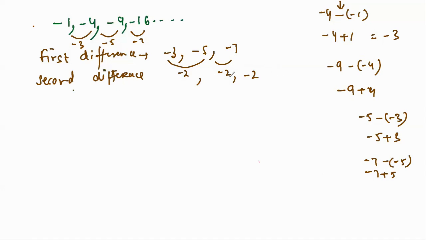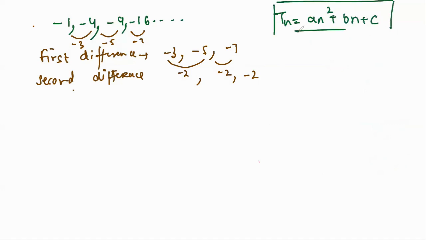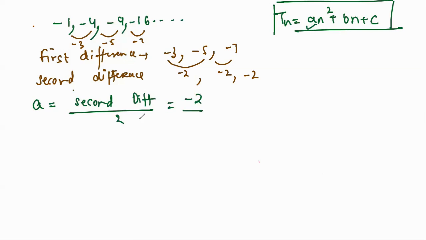When you get the same second difference, with the help of that, because you know the general Tn for the quadratic sequence. The general Tn for the quadratic sequence is an square plus bn plus c. So this is the general form. The next step is to find a with the help of the second difference. The formula for a is second difference divided by 2. The second difference is -2, and -2 over 2 is -1. So this is the way to find a.